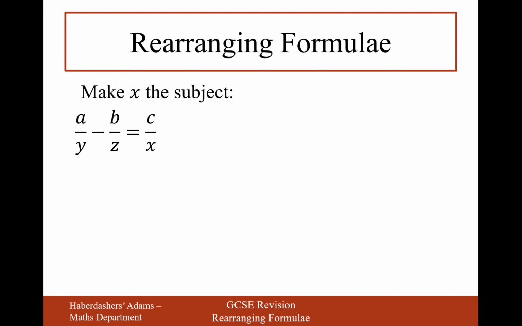Let's move on to the next one. So I need to subtract these two fractions together here. They need to have a common denominator of y and z. On the left-hand one we need to put an extra z on it, az, and on the right-hand one we need to put an extra y on it, so by equals c over x. Let's now subtract the two fractions from each other. az minus by over yz equals c over x.